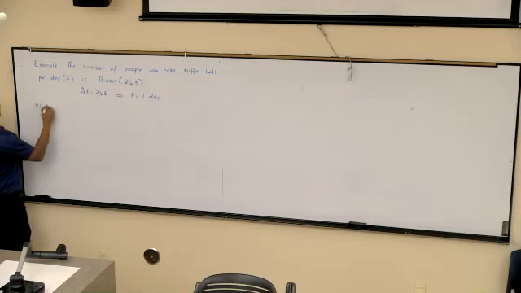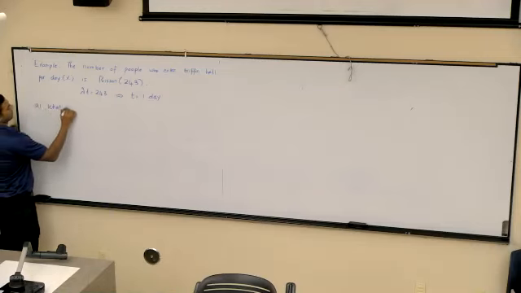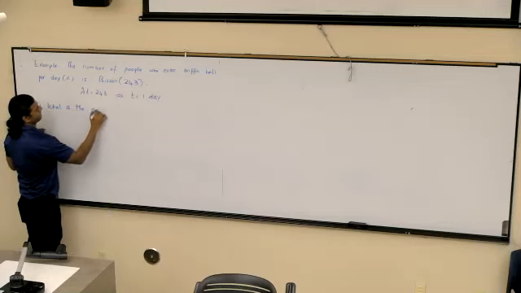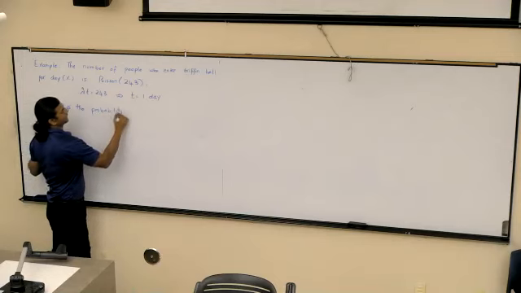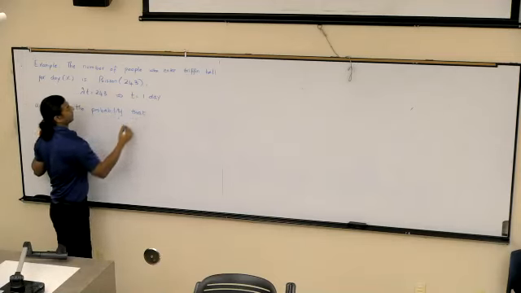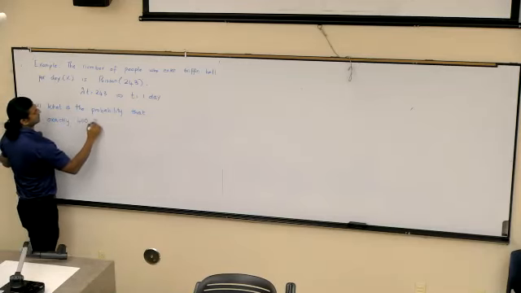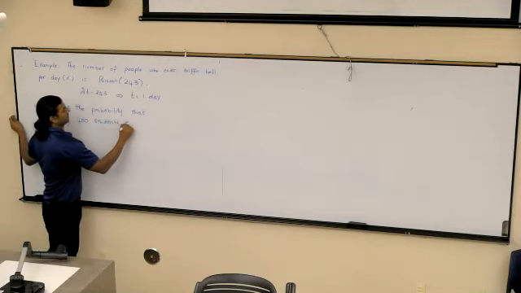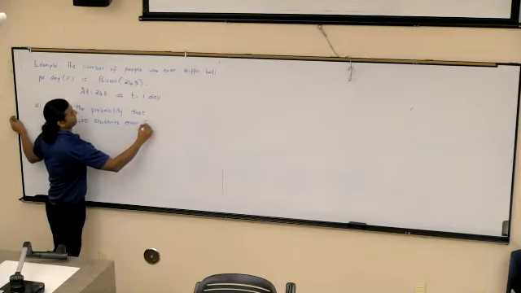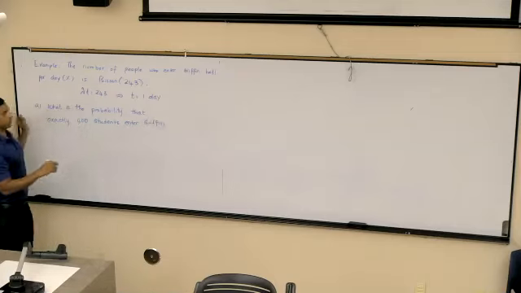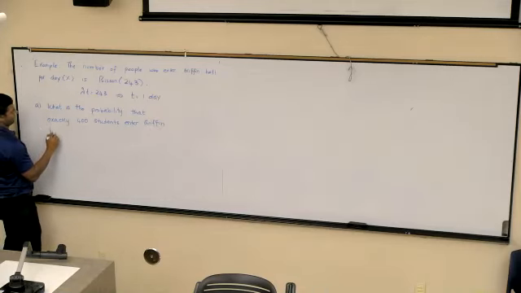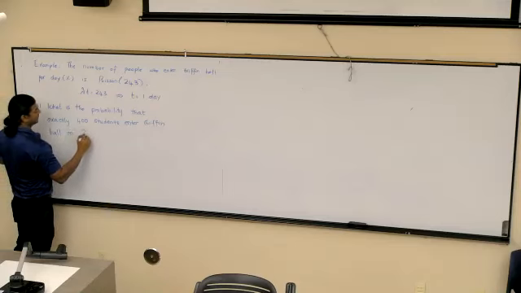So the number of people who enter Griffin Hall per day, X, is Poisson 243. What is the probability exactly 400 students enter Griffin Hall on 2 days?